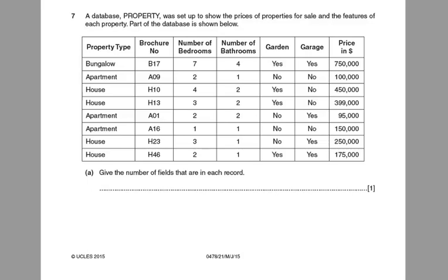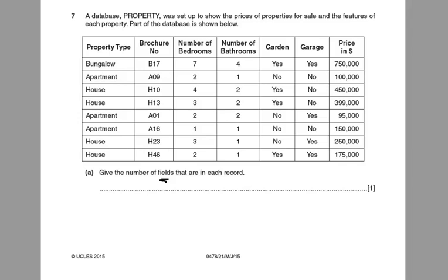We move on to the final question, and this is a database question. Paper 2 always has a database question at the end, and it says a database property was set up to show the prices of properties for sale and the features of each property. Part of the database is shown below. Give the number of fields that are in each record.